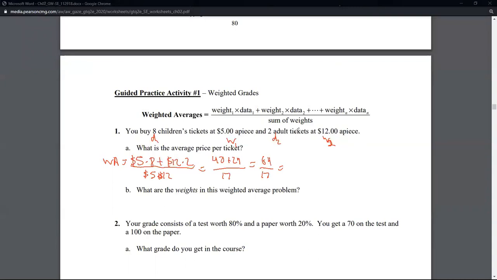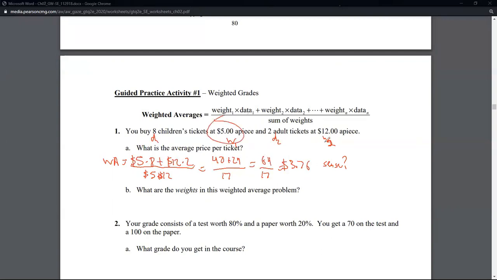And 64 divided by 17, I can't pull up my calculator right now without taking an extra 2 minutes, so I'm doing this on my own. You get 3.76. Does it make sense? What is the average price per ticket? $3.76? What? No, that doesn't make sense.